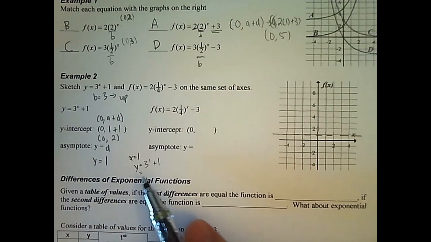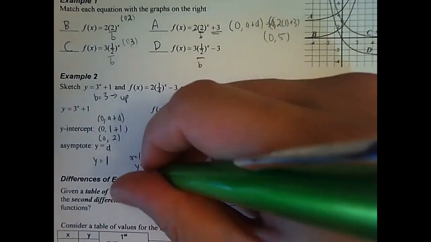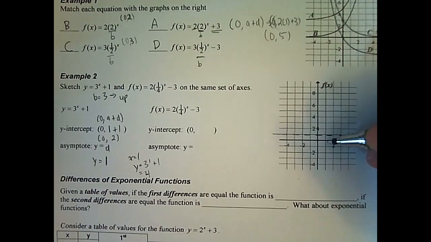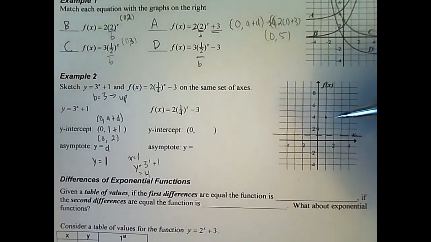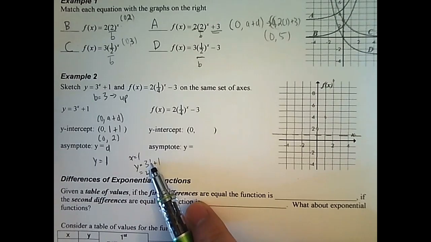3 to the power of 1 is 3, plus 1 will give me 4. So I know when x equals 1, y will give me 4. And if I did this again for x equals 2, I would know that at 2, it's actually going to equal 10, because 3 to the power of 2 is 9, plus 1 is 10.